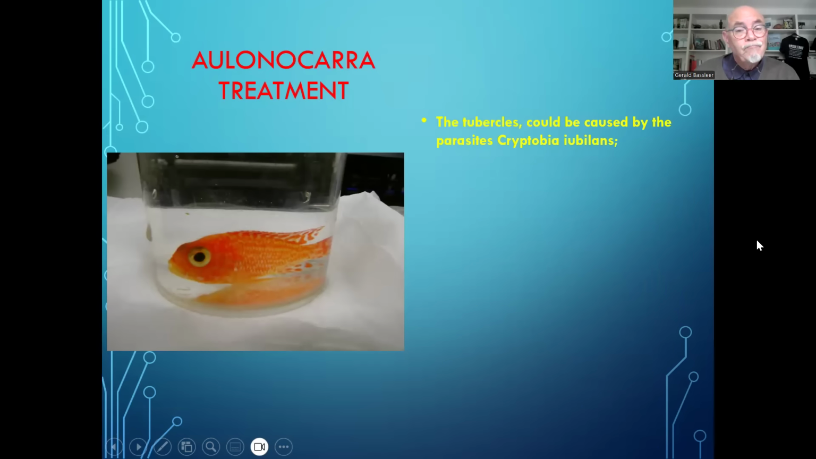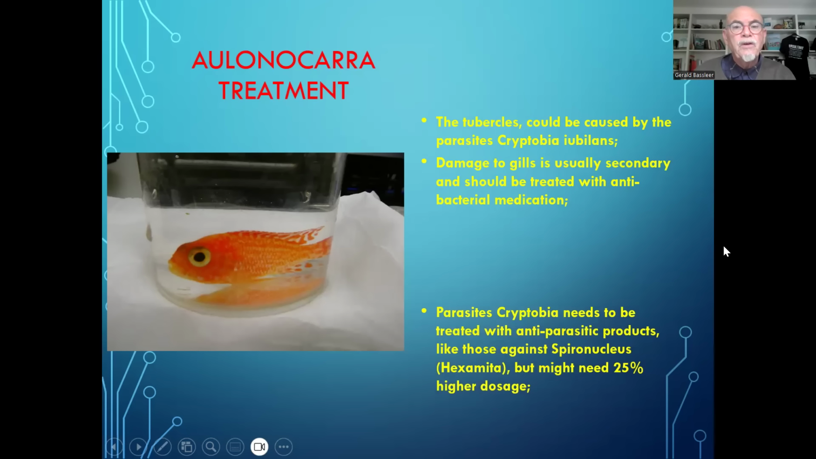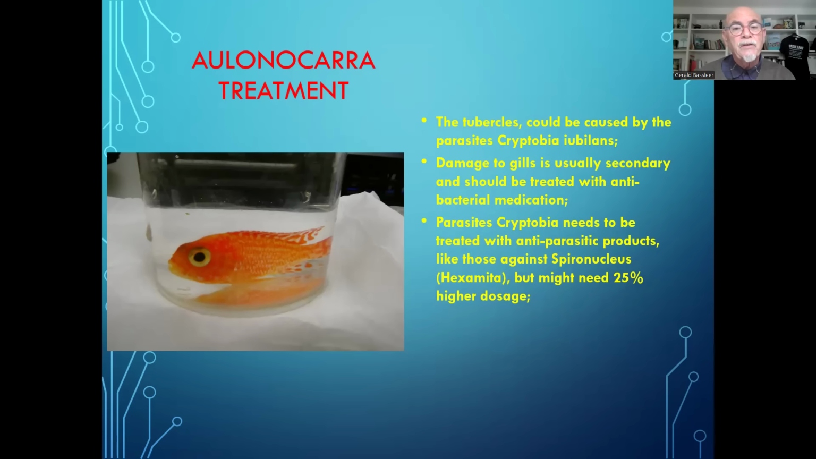So what can you do? Well, understand that the tubercles might be caused by the Cryptobia, that it's not fish tuberculosis, but still you can send samples of the organs with tubercles to the laboratory, and that can help you to identify if it's Mycobacterium or not. The damage to the gills is usually secondary and should be treated with an antibacterial medication because it's killing the fish. But certainly the parasites need to be treated with anti-parasitic products like the ones you use against Spironucleus or Hexamita. You might need maybe 25% higher doses.